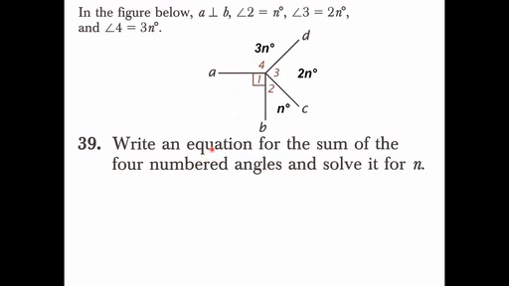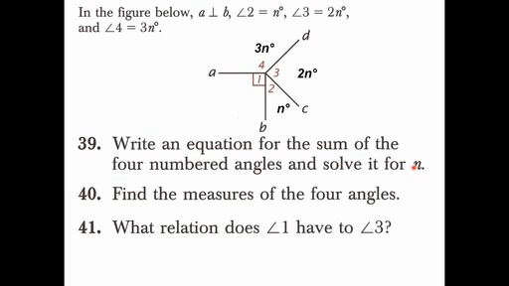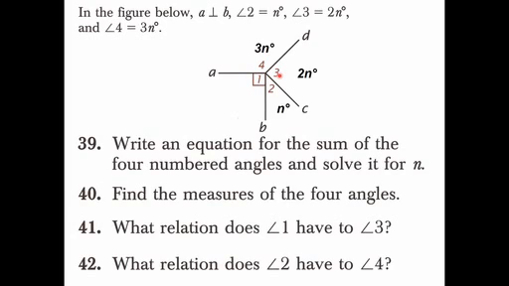So first of all, write an equation for the sum of the four numbered angles and solve it for n. Going all the way around in a circle here, right? And that's a 90-degree angle, so get a good equation there and solve for n. And then find the measures of the four angles. Well, you're just using substitution, aren't you, once you have n? Once you have those numbers, they want to start to look at relations between 1 and 3, for instance, 2 and 4.